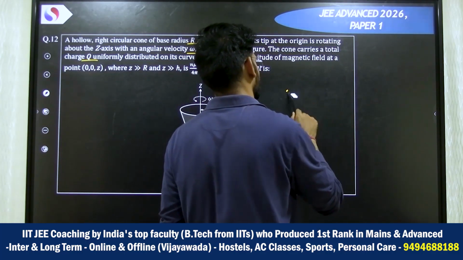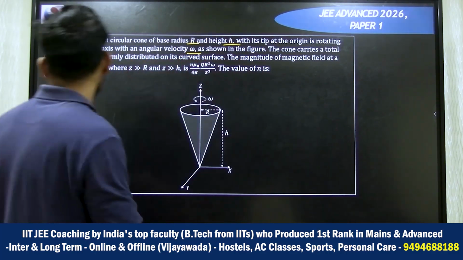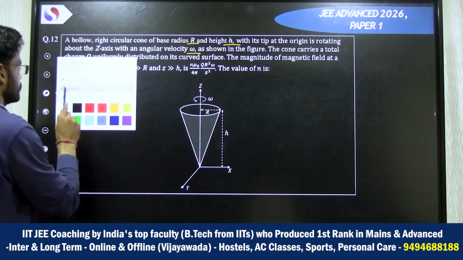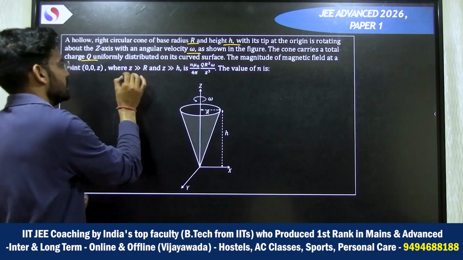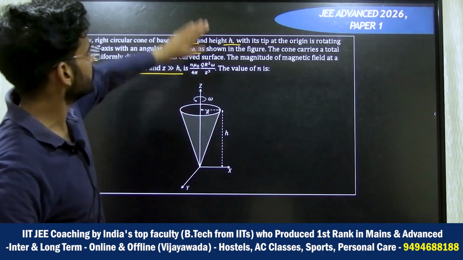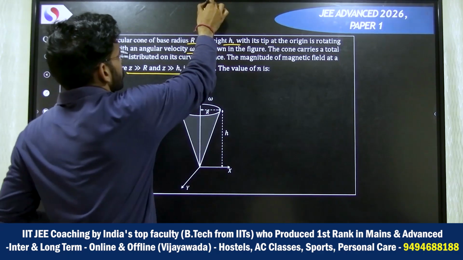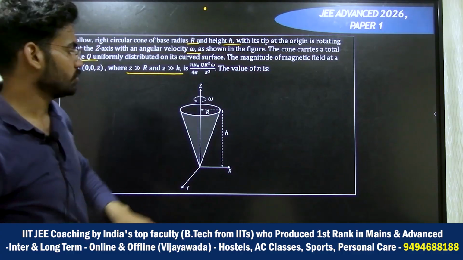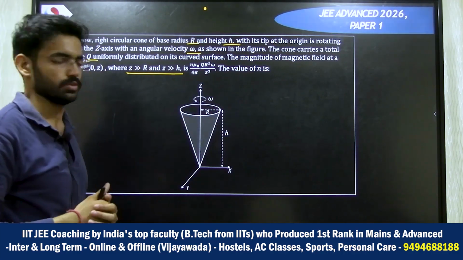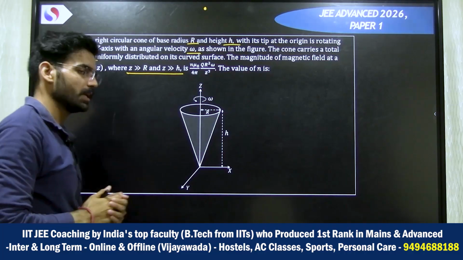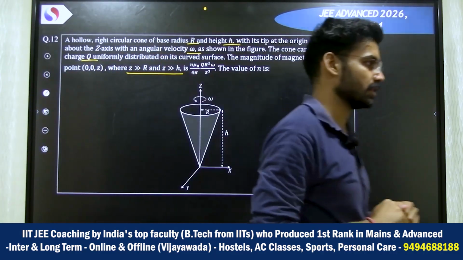But there is a method. When he says that z is very large in comparison to r, it means the point is very far away. So you can consider this cone, calculate its magnetic moment, and treat it like a dipole. That's it. The main purpose is to calculate the magnetic moment.